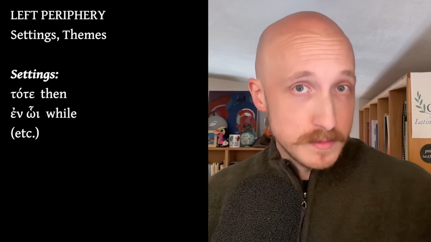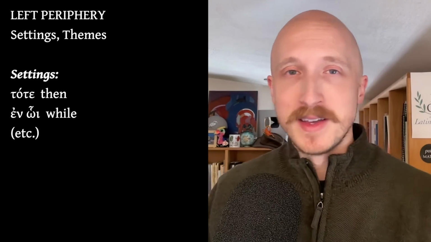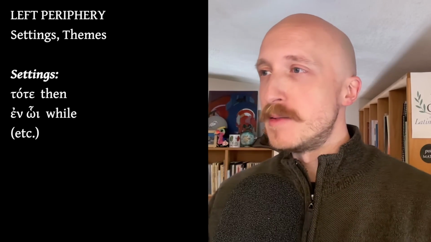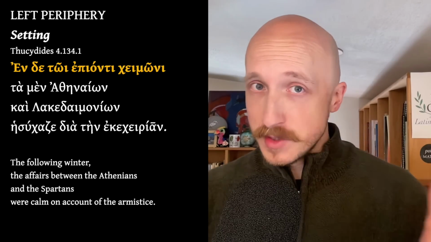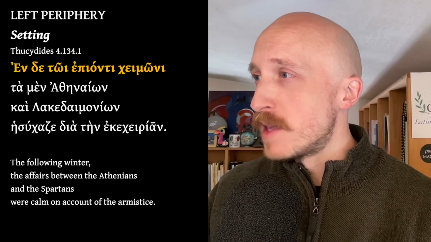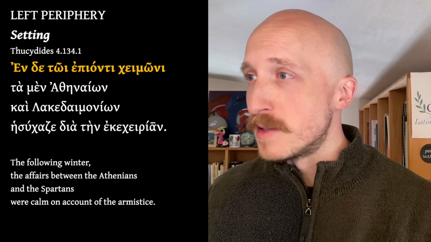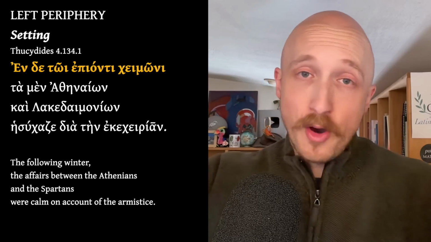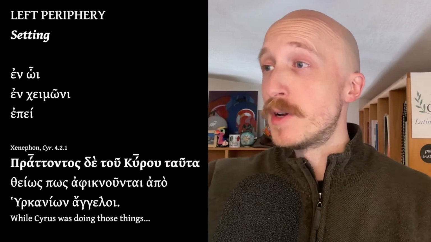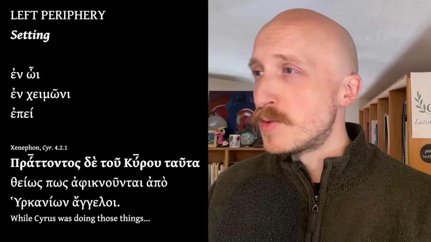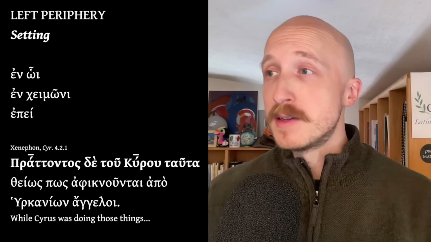When it comes to the left periphery, we can add a few other things called settings and themes. Settings can be time expressions. Tote, for example, then, that's an easy one. Tote, and hoi, while, those are pretty easy. You could also have something like en tautei tei kheimoni, during that winter. Tan men Athenaion kai Lakedaimonion he skhole de diaten ekekerian. So we could have a phrase like en hoi or en kheimoni, in the winter, epei, when or since, or genitive absolute. Prattontos de tou Gourou tauta, as Cyrus was doing that.